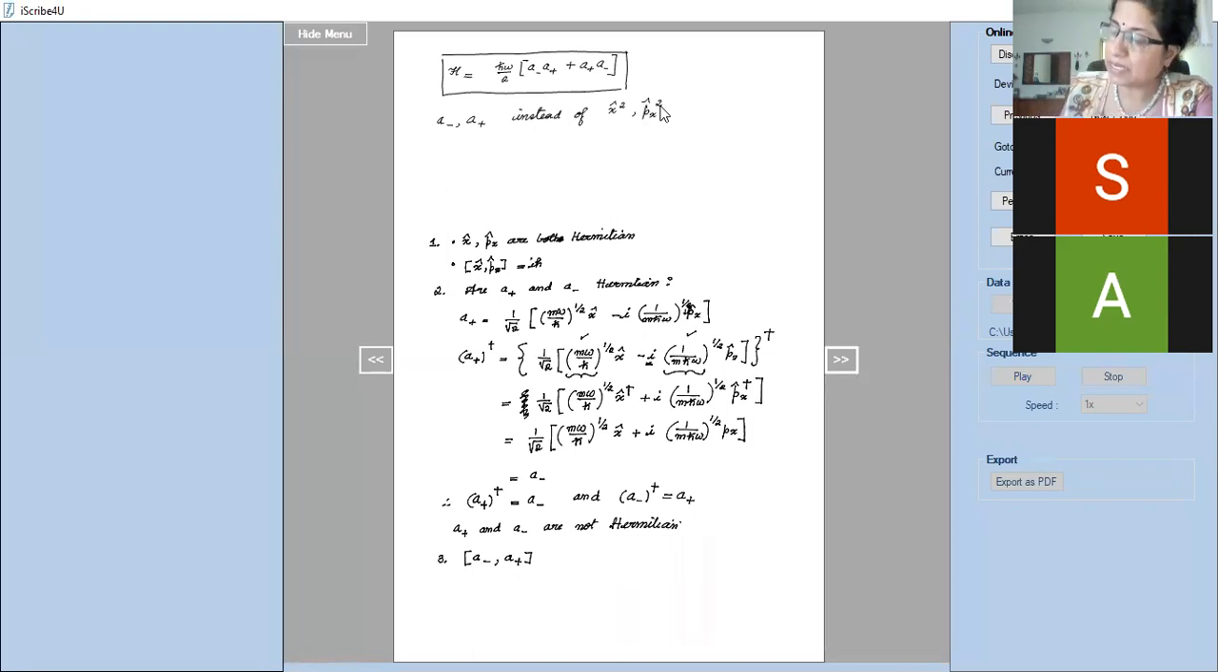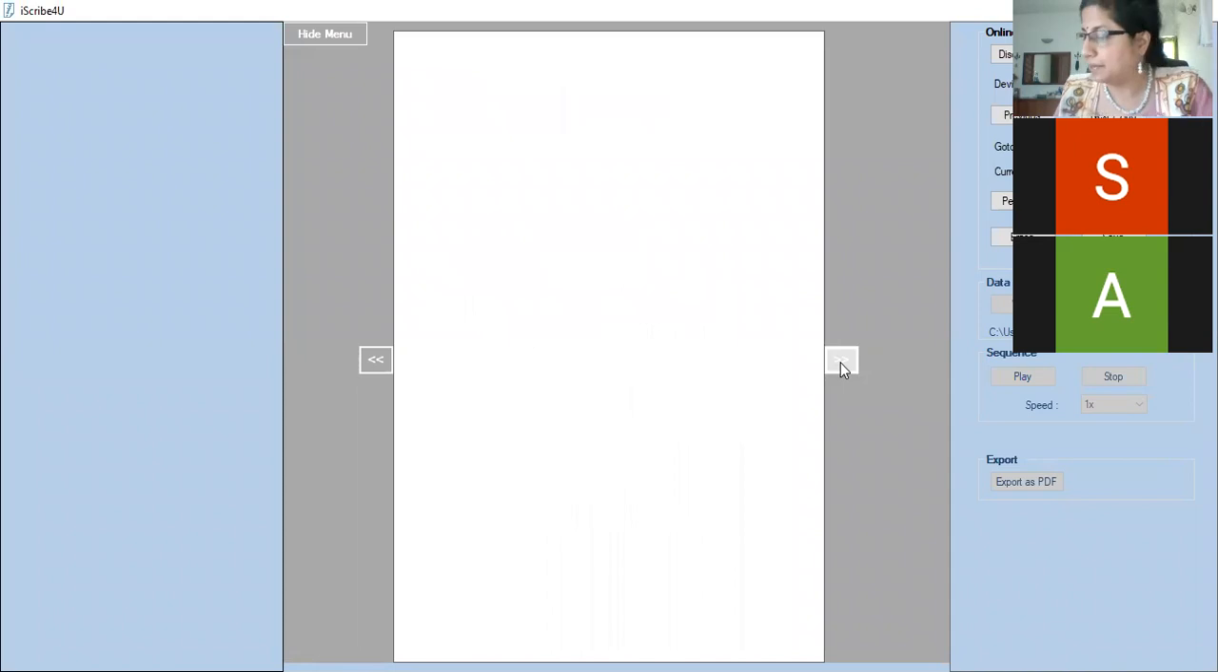For this, please remember that you will need the commutation between x and px. It's a little complicated because we know that x and px don't commute with each other. So I'm going to now change the page and work this out on the next page.